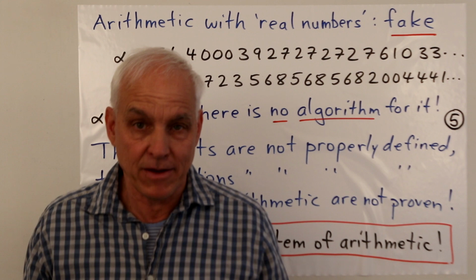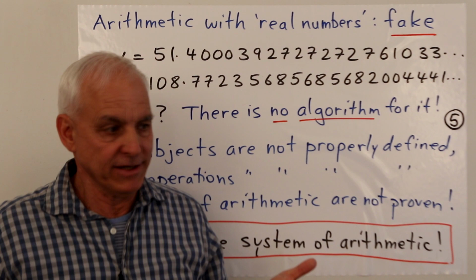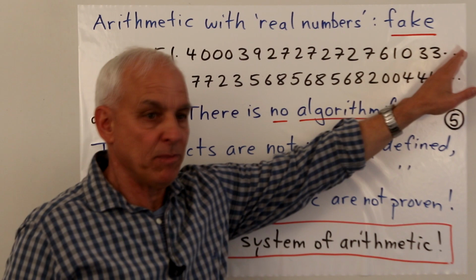So it's very important to get some idea of why this ostensible arithmetic with real numbers is actually fake. Let me try to express the problem by having a look at two real numbers in decimal form and the question of how we add these two things. Here's some infinite decimal whose name is alpha, and here are the first 10 or 20 or 30 digits of it, but you should think about this as just being the first part of something that goes on forever, whatever that means.